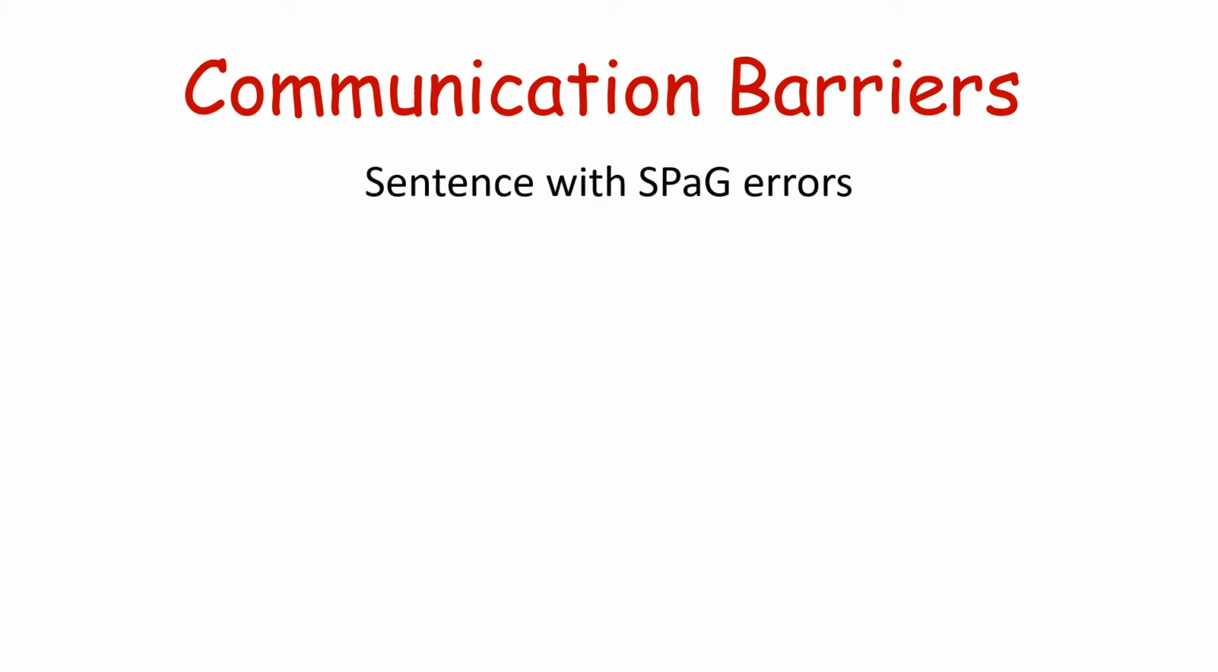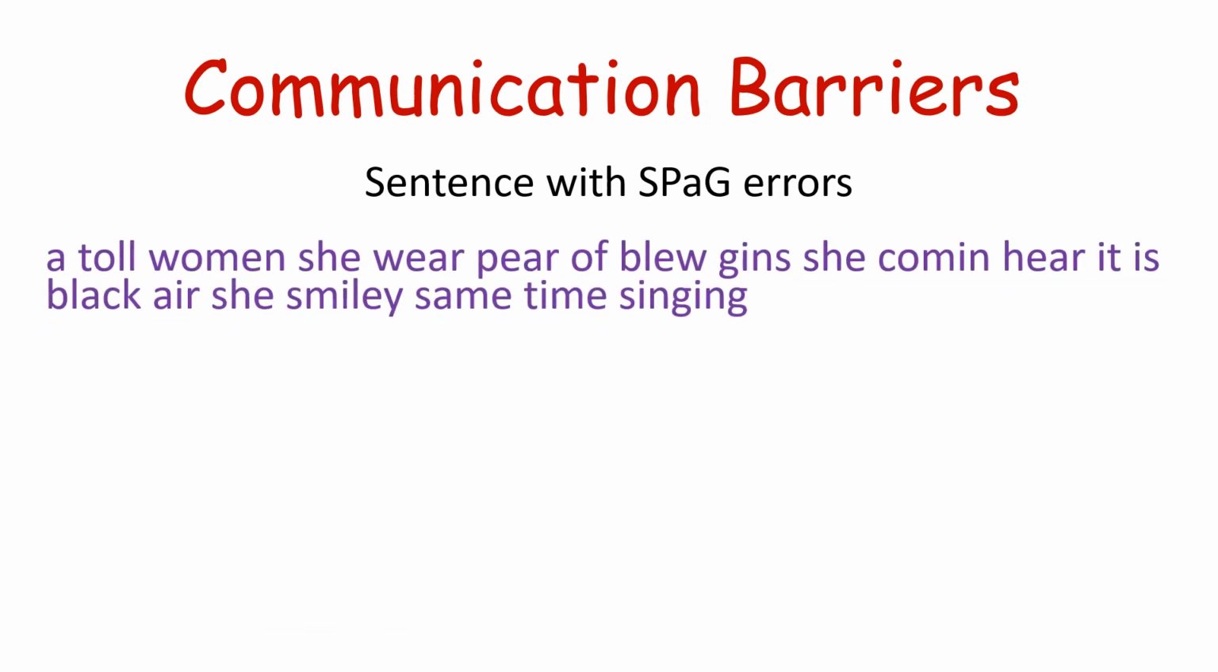Okay, so now let's have a look at another example. Let's read this sentence. "A tall woman, she wear pair of blue jeans. She come in. Here it is black air. She smiley, same time singing." So as you can see, this sentence is riddled with spelling, punctuation and grammatical errors.